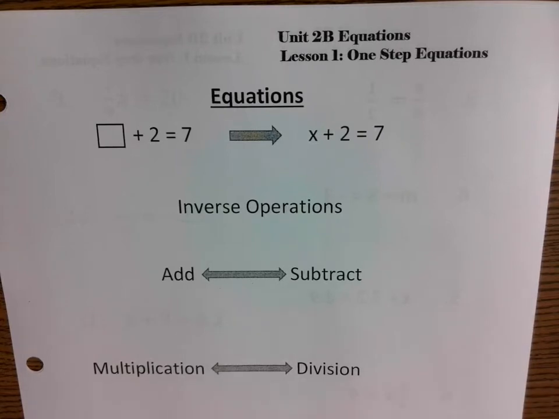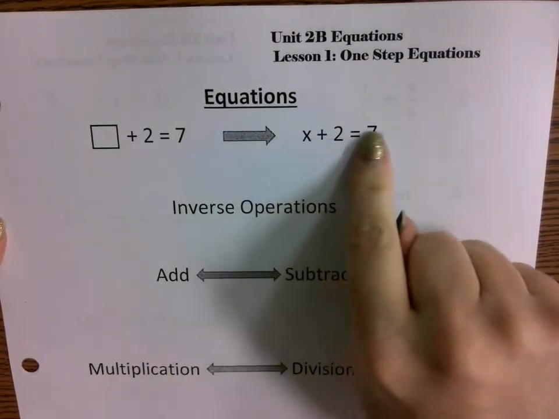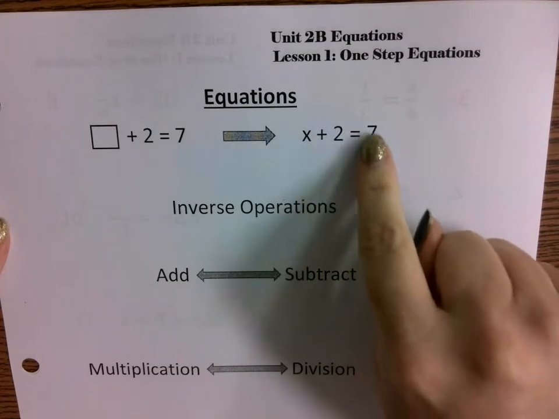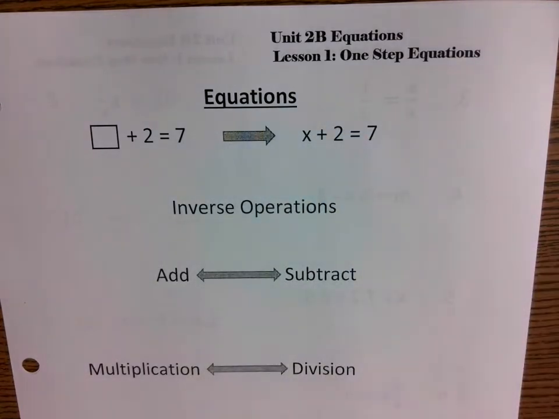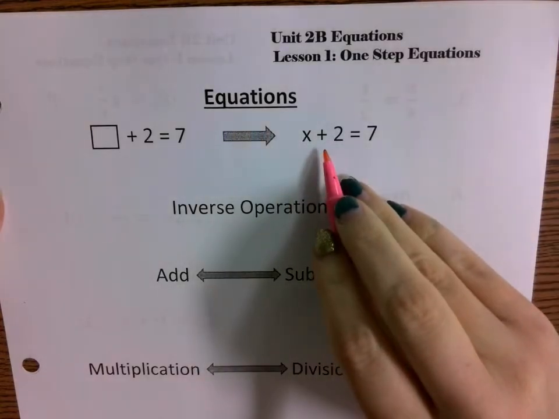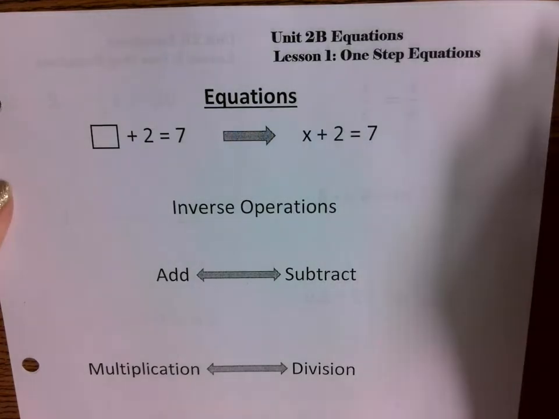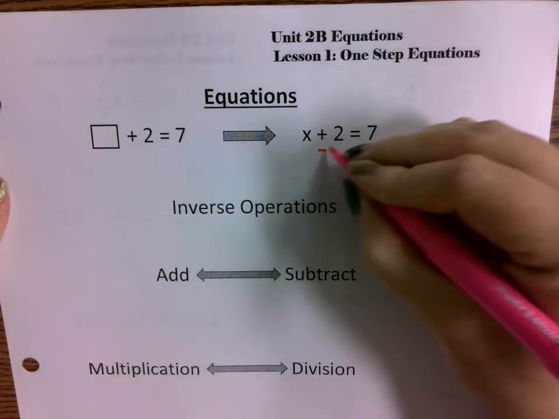So for our inverse operations, we've got addition and subtraction, our inverses. And then we've got multiplication and division, our inverses. And what inverses means is opposite operations. So for example, in this problem, it says x plus 2 is equal to 7, but I need to know what x is going to be equal to. So I'm going to have to do the opposite of addition. And what was the opposite of addition? Subtraction. So instead of adding 2, I'm going to write down that I'm subtracting 2.